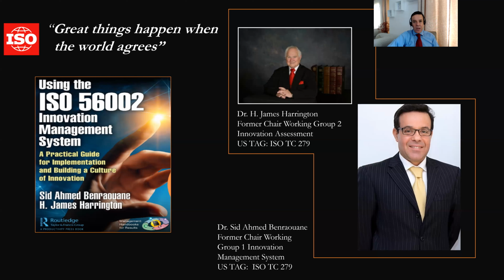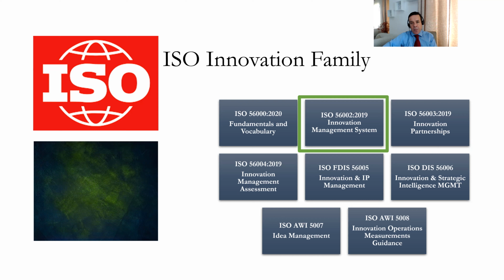One of the things that I wanted to share prior to discussing the book is that the innovation management standard that ISO produced in 2019, which is again called 56002 Innovation Management System, is part of an ISO innovation family. I think there are about 8 standards that are either in the works or have been produced or will be produced in the future. And all these standards are looked at as supporting standards to innovation management.